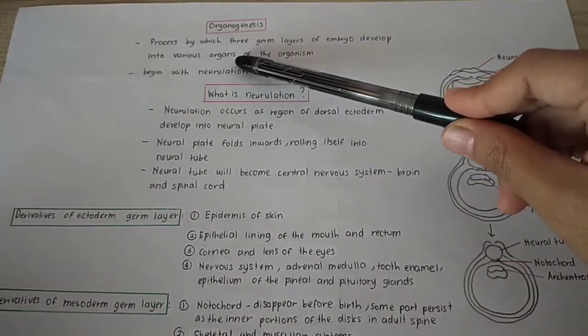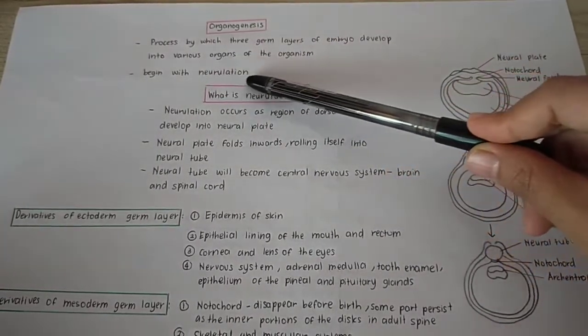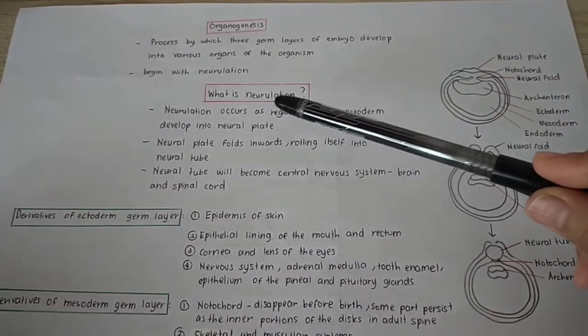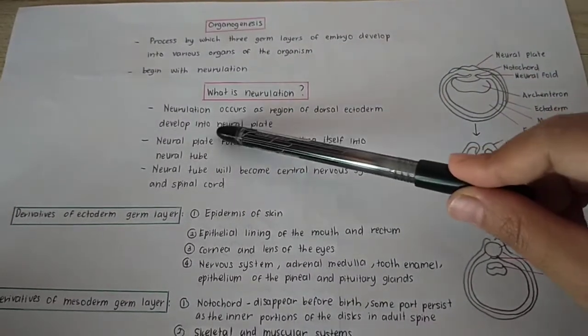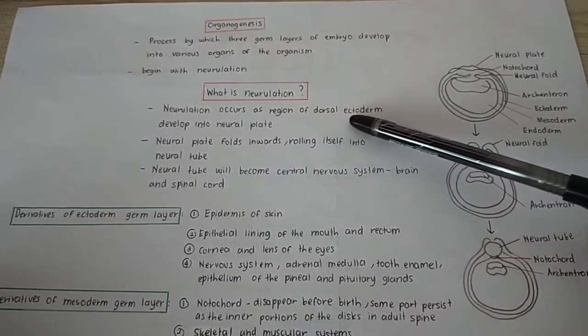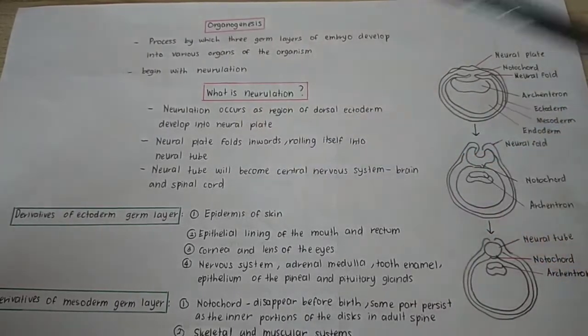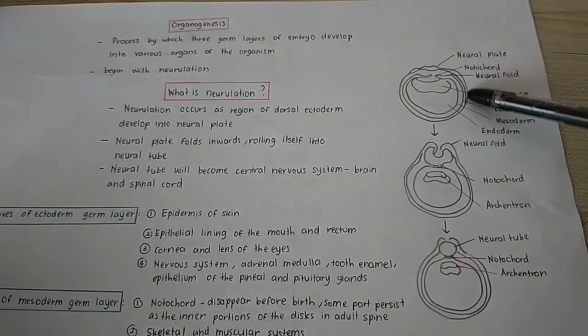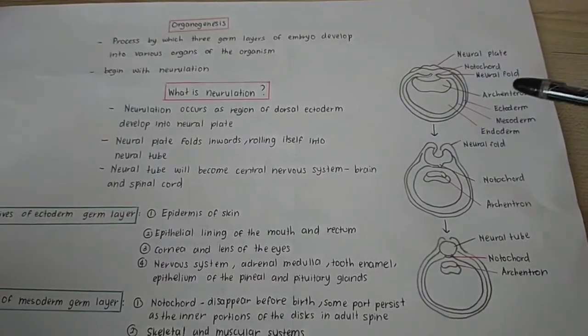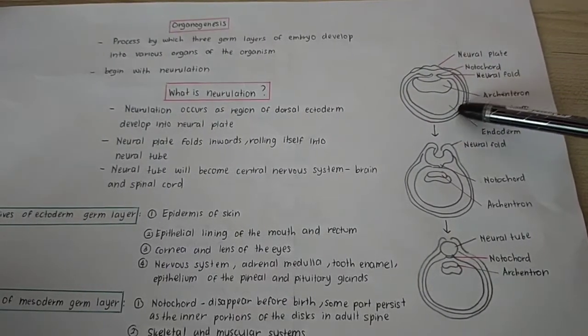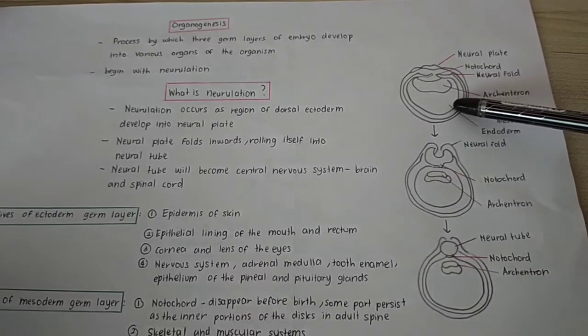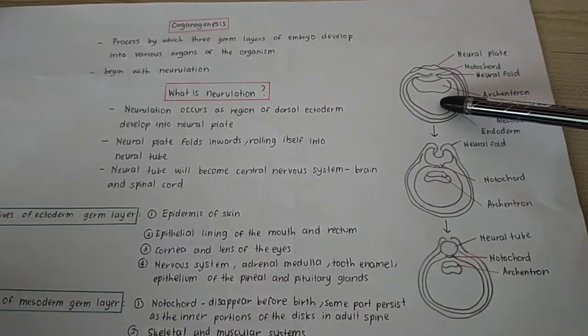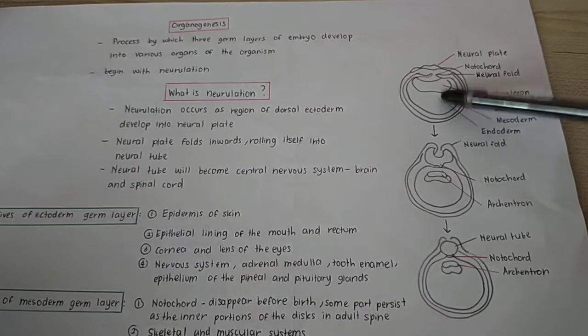And then the process of organogenesis will begin with neurulation. Okay, so actually what is neurulation? Neurulation occurs as a region of dorsal ectoderm develops into the neural plate. Okay, so if we look based on this structure here, the 3 germ layers consist of ectoderm, which is the outermost layer, mesoderm, the middle layer, and also endoderm, the innermost layer.